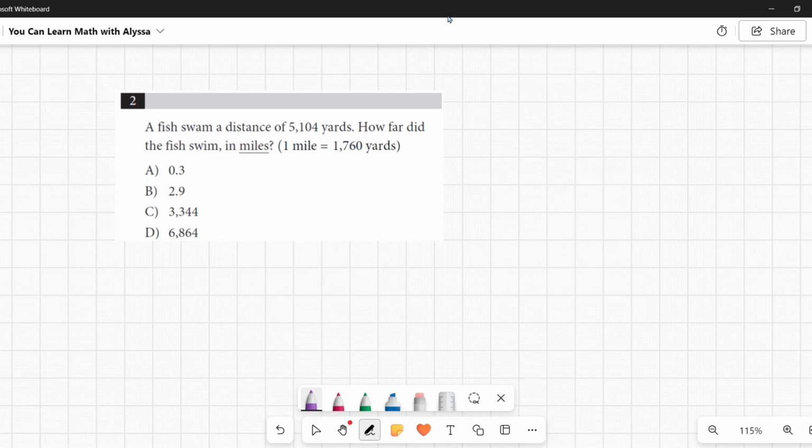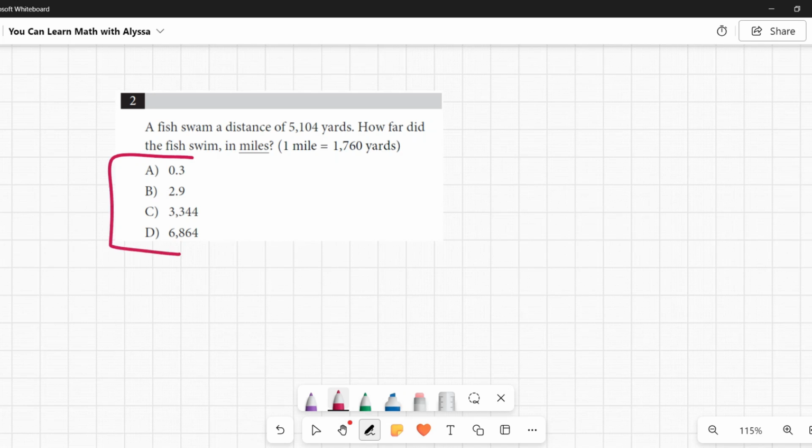Number 2, a fish swam a distance of 5,104 yards. How far did the fish swim in miles? Now, if we look at this, this is one you can use your calculator or you can estimate it. Either way is going to get you the right answer.